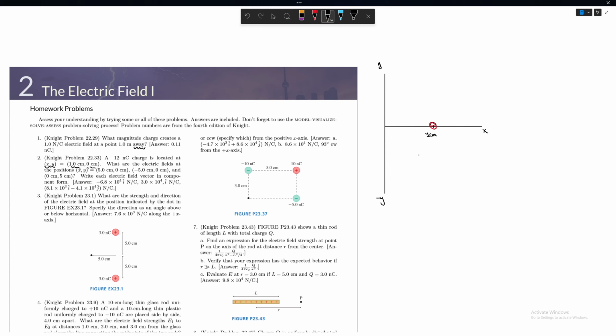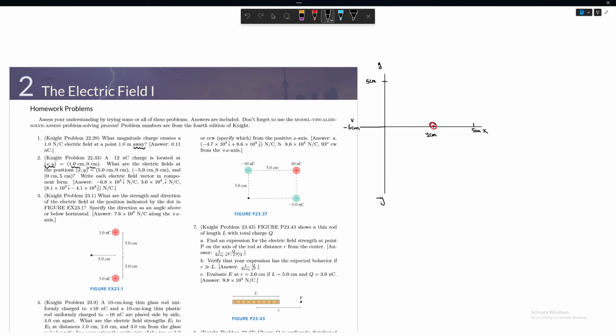Okay? And this next part, where is the electric field at? They want the electric field at x equals 5 centimeters. Okay, and they want the electric field at negative 5 centimeters, so somewhere here, right? And they also want it at 0 and 5, so up here.